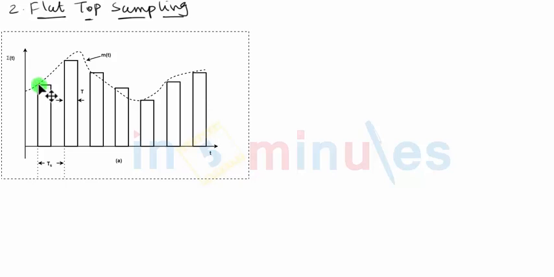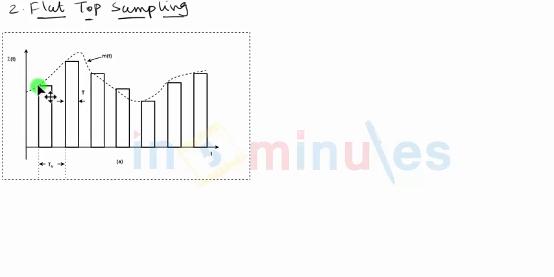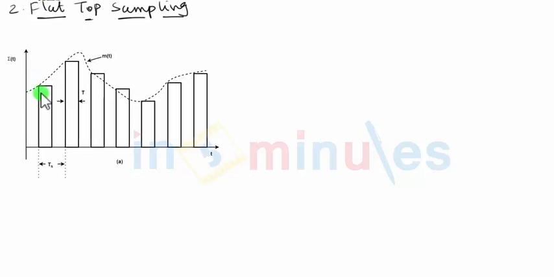In flat top sampling, the amplitude of the pulse will definitely change, but it will take only the starting amplitude of the original modulating signal. You can see the first rectangular pulse amplitude is increased to the initial amplitude of the modulating signal, and thereafter the pulse magnitude is not changed, it is constant. Similarly, when the second rectangular pulse arrived, its amplitude is increased to the current value of the modulating signal, and thereafter again the amplitude of the pulse remains constant.